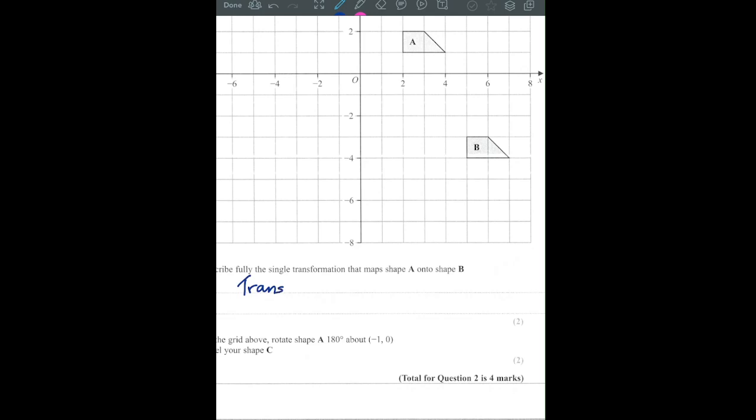So our first mark is by using that official term. It is a translation by, and to describe a translation we have to describe it as a vector, a left-right movement and an up-down movement. So if I pick my favourite corner, I'm going to use the one down there, and I want to count to the same point on B. So that's 1, 2, 3 across. So my top number is 3. And it's going to be 1, 2, 3, 4, 5 down. Now downwards will be a negative. So it's a translation by 3, negative 5.